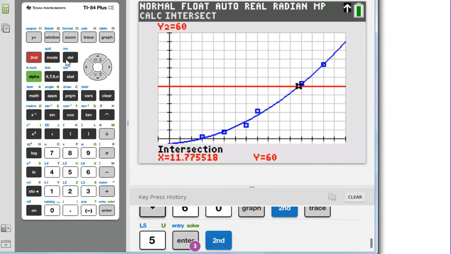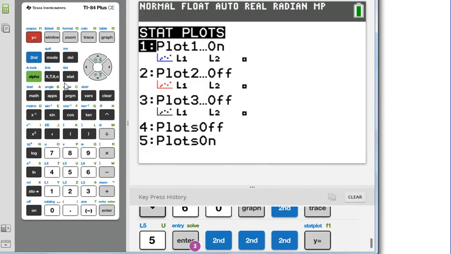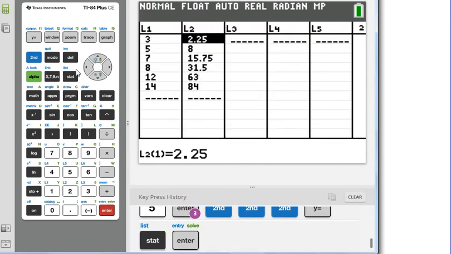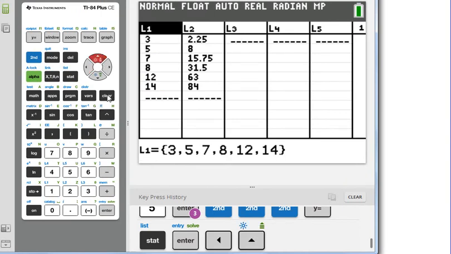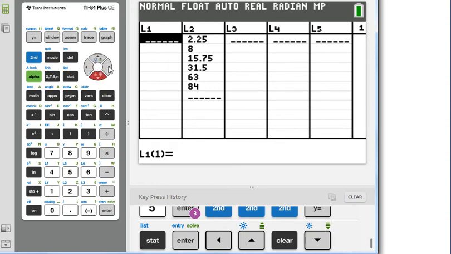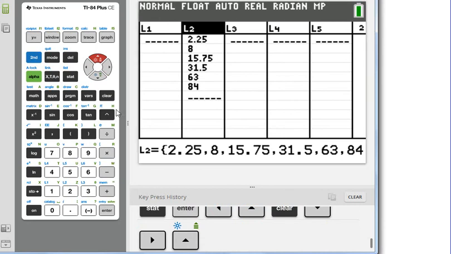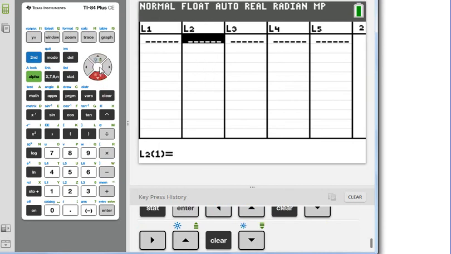I'm going to go to stat, edit, and I'm going to put in new data. And to do that, I'm going to go up to L1 and press clear and down arrow. Data gone. And now I'm going to do the same thing, L2, press clear, down arrow. I'm going to enter the data.